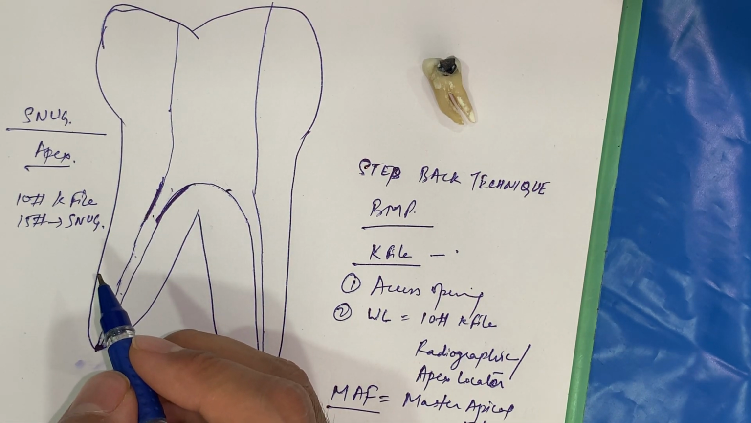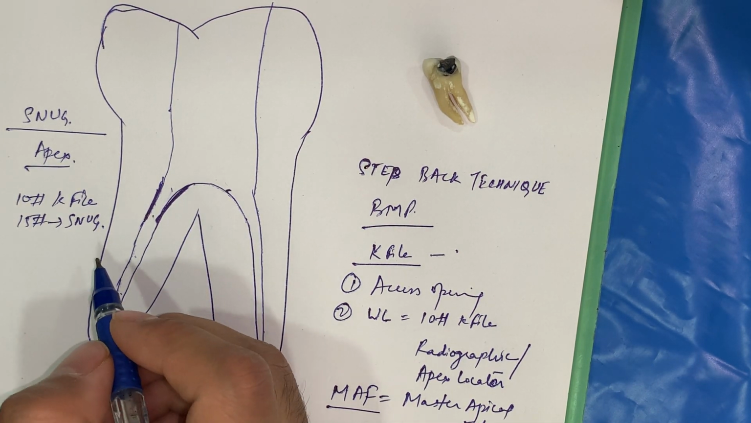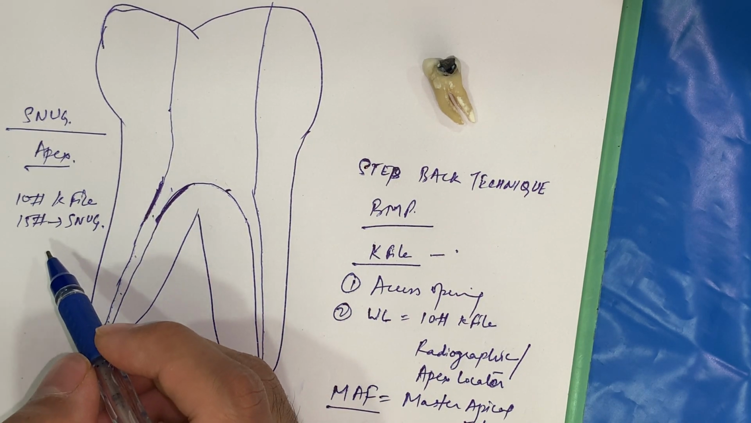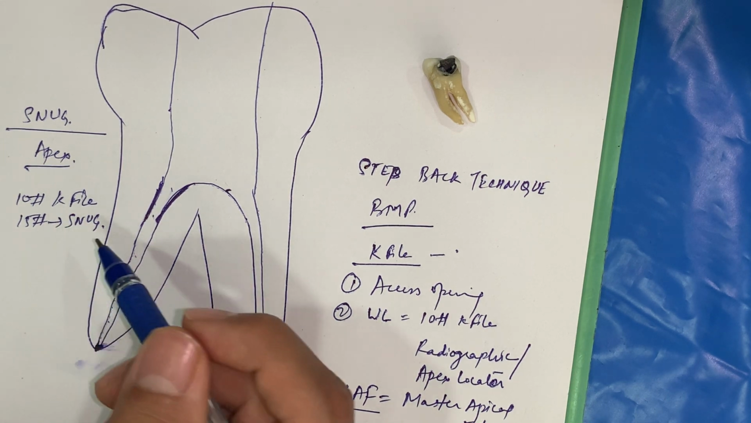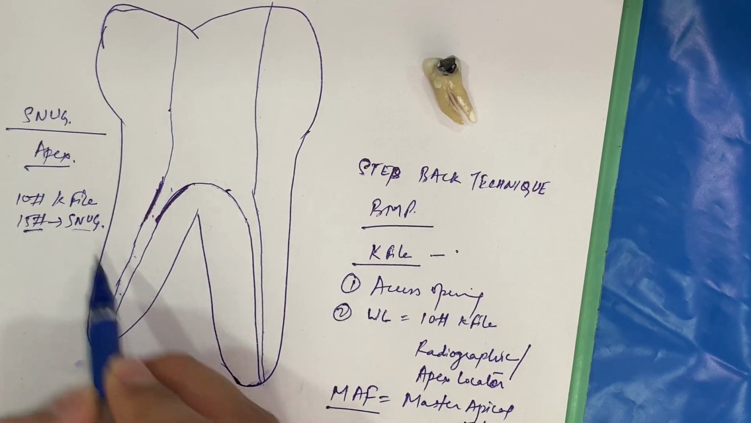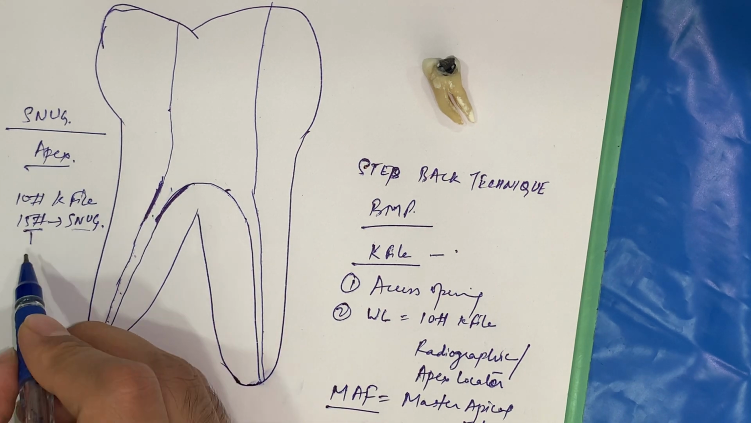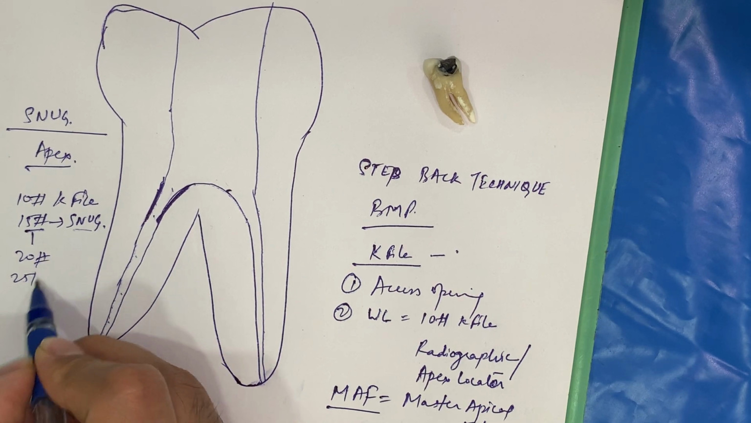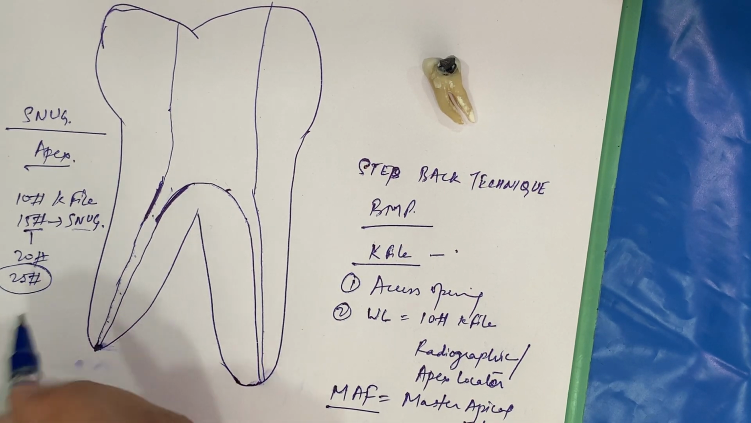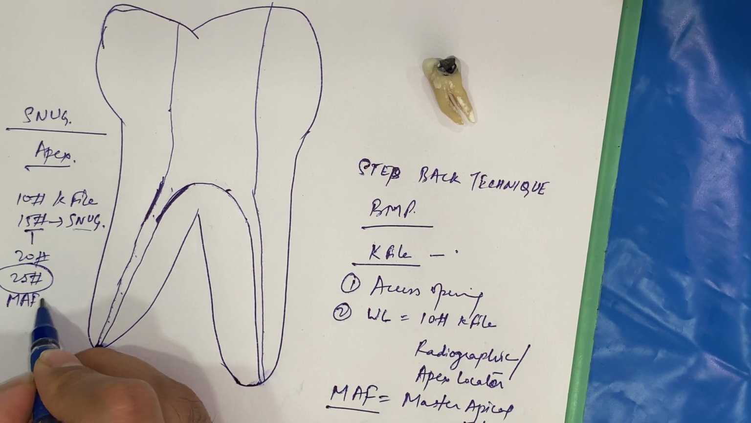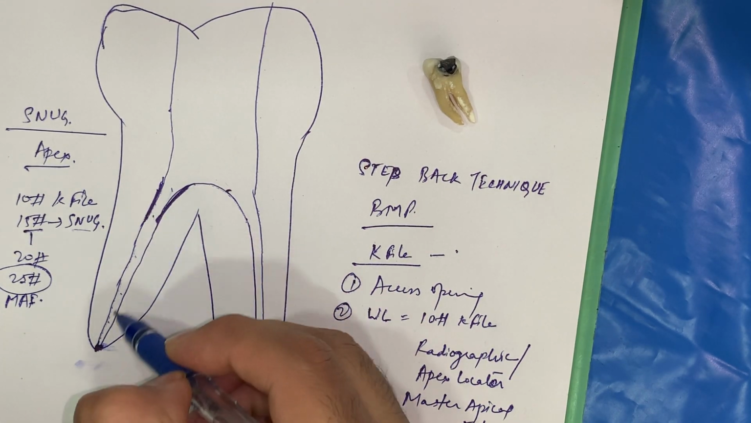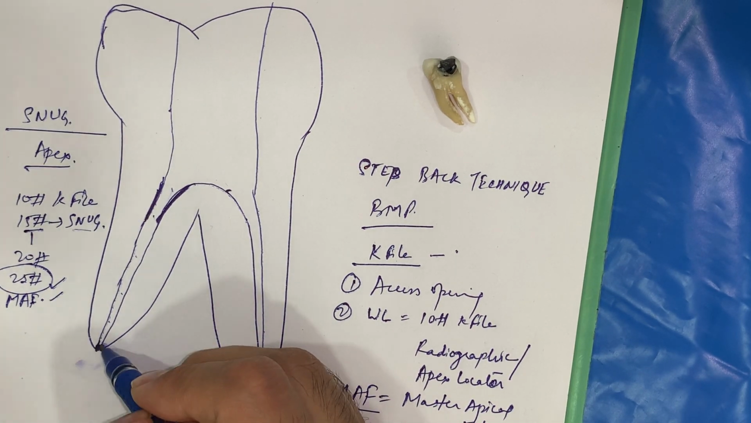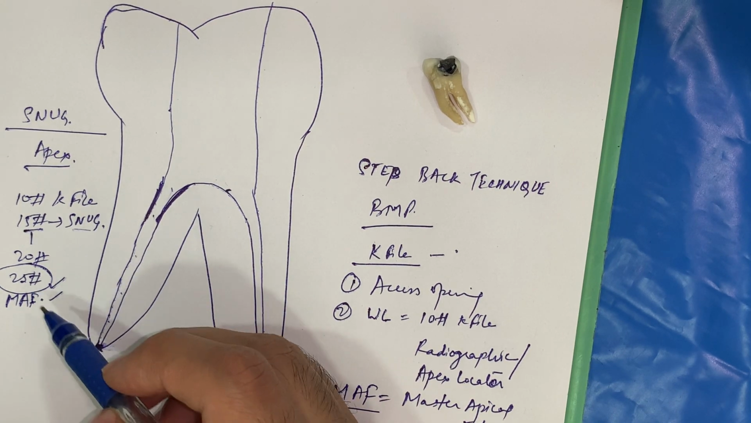This is an old rule we will be following in the step back technique: we will enlarge the apex to 2 numbers more than the file that snugly binds at the apex. So if our 15 number K file is snug at the apex, we will enlarge 2 sizes. After 15, 20 comes, then 25 number. So 25 will be our master apical file. We will prepare our apex till 25 number file. So this will be our master apical file. Then we will start our step back technique.